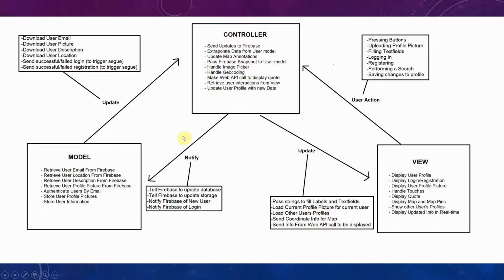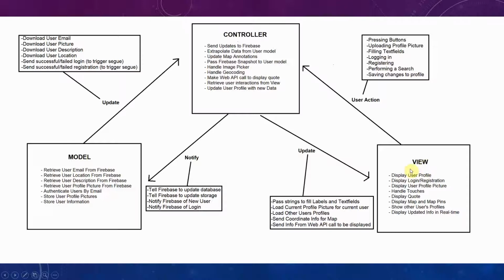How it interacts with the model is it tells Firebase to update the database, it tells it to update the storage, and it tells it about a new user or a login so that the database can include that information. Now let's lastly talk about the view. In the view, we display the user profile and all the other views such as login, the profile picture, handling touches, displaying the quote, the map and the pins, and other users' profiles. And all this information is updated in real time because of Firebase.